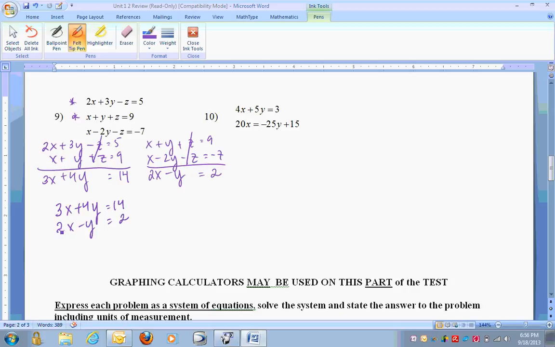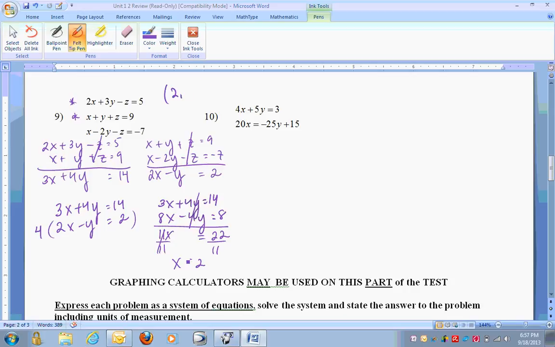Okay, then I need to eliminate the y's. You could eliminate the x's, but the y's seem to be easier if you multiply by 4. So when you do that, you end up with 3x plus 4y equals 14, and 8x minus 4y equals 8. Okay, so now when that happens, the y's cancel. You end up with 11x equals 22, and then you divide by 11. So x equals 2 in this system of equations so far.